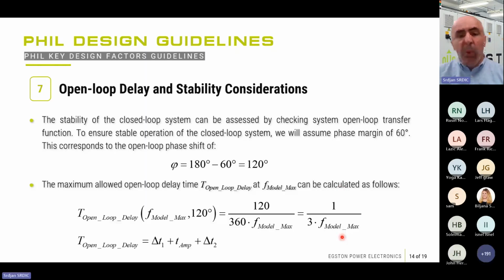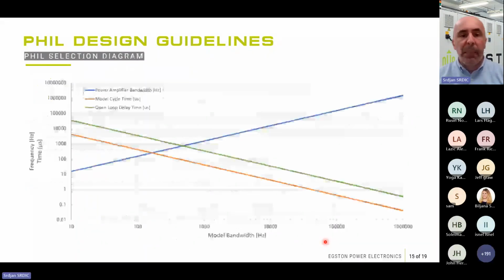And again, that open loop delay time consists of, if you remember in the diagram, the delay that is between the real-time simulator and the input of the amplifier, then the delay of the amplifier itself, and then the delay of the measurement system. So by having this open loop delay time, we know pretty much what would be the limitation of the amplifier. What do we need to achieve from the amplifier side?